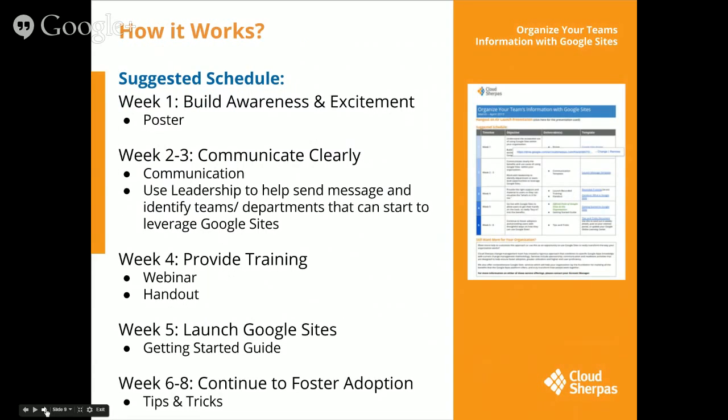Right? So how does the adoption kit work? We have a suggested schedule. On week 1, this is where we're building awareness and excitement, and this is why we provide the poster. You'll see to the right-hand side of the screen there is this image right here. This is actually your adoption kit, and it's broken down by activities per week and the content and collateral that we're providing within the adoption kit that will be relevant for that week in this schedule.